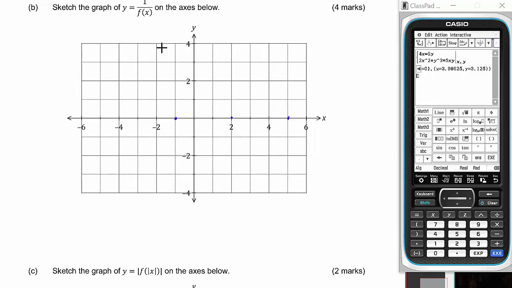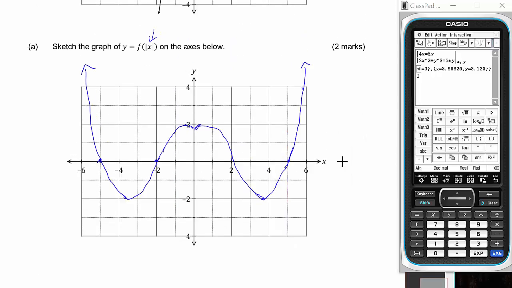So I'm going to get an asymptote here. We're going to get an asymptote just here. And an asymptote just there.